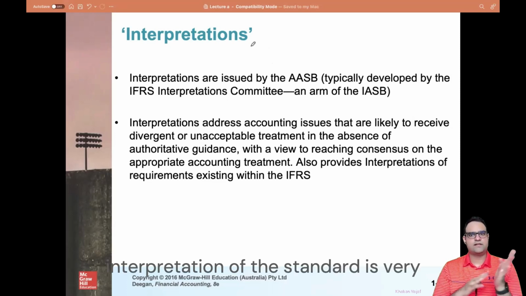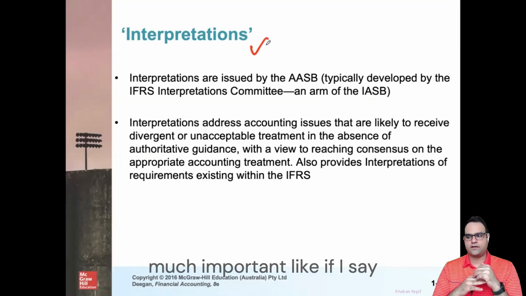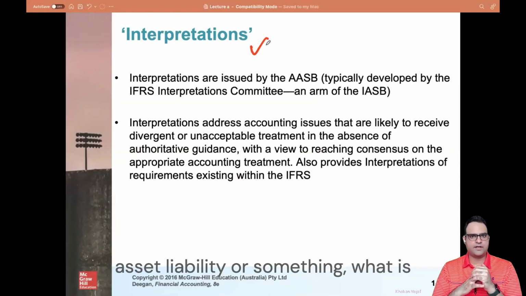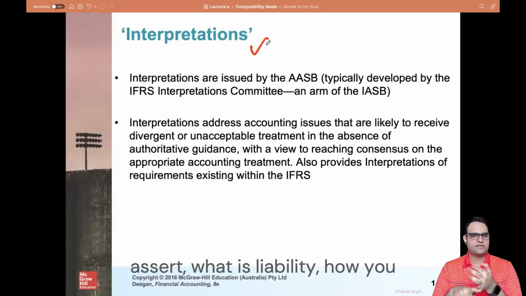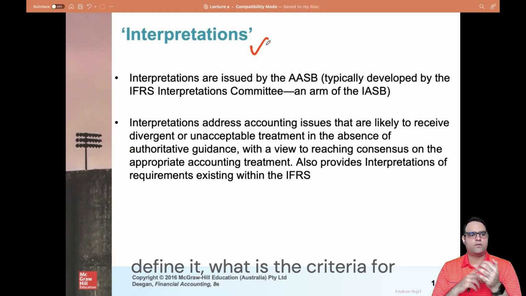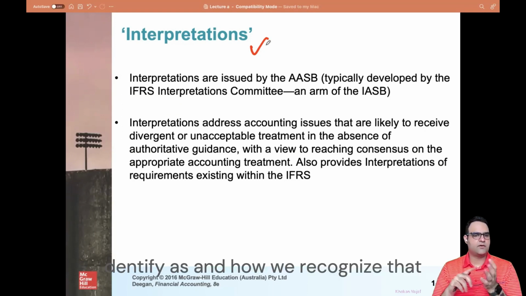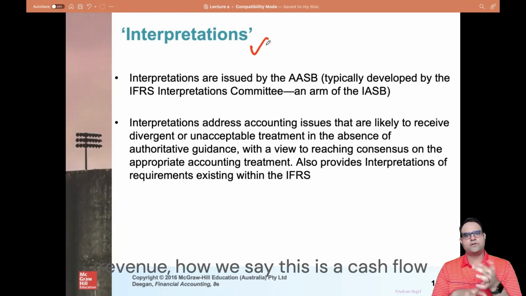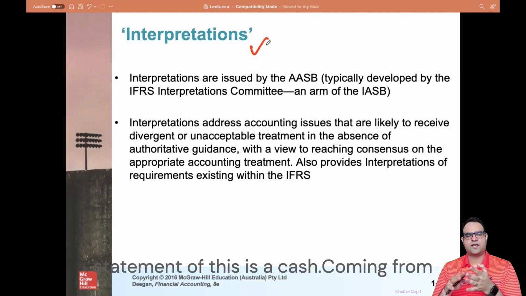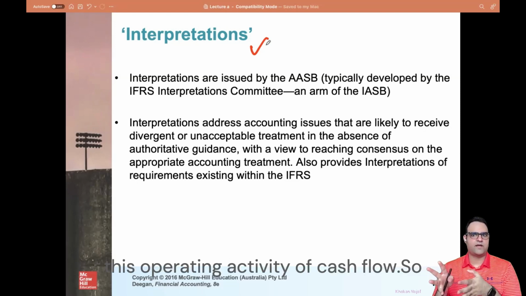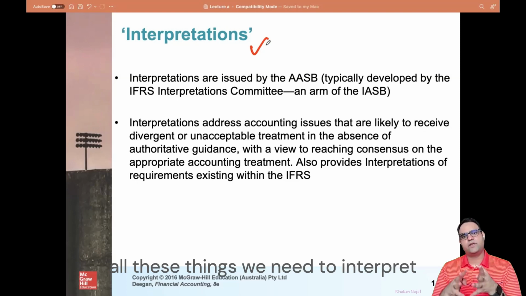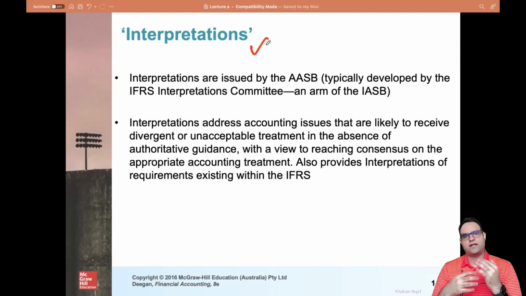Another role of the AASB is to interpret. Interpretation of the standard is very important. If I say asset or liability, what is an asset, what is a liability, how do you define it, what is the criteria to identify an asset, how we recognize revenue, how we say this is a cash flow statement, or that cash is coming from this operating activity of cash flow. All these things we need to interpret, and that is interpreted by the AASB.